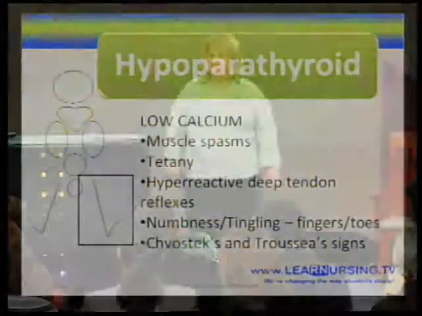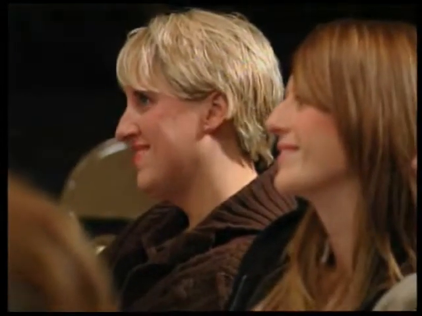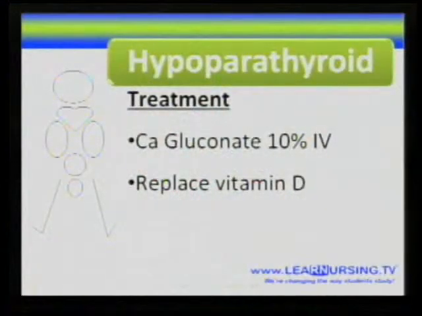Who's most likely to have low calcium? Anyone who got a bad draw for a surgeon. There we go. Had it taken out with their thyroid. Someone who had an autoimmune disease, or what was the last one? They were just born that way. Okay, so how do we treat it? Well, let's see. It's an endocrine disorder, and we usually replace things, and things get better. So we give them calcium gluconate, and we replace vitamin D. Makes sense, because that's why they end up that way anyway.